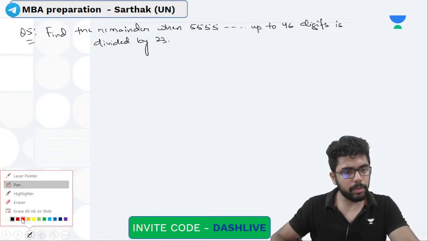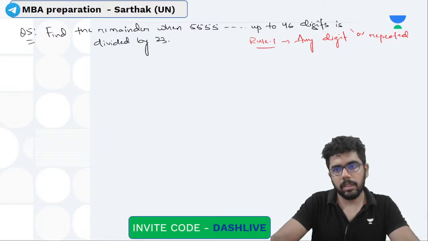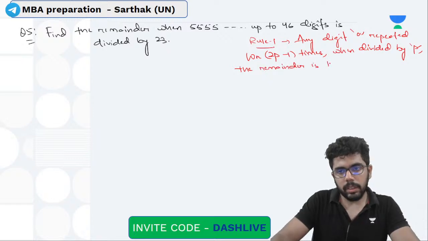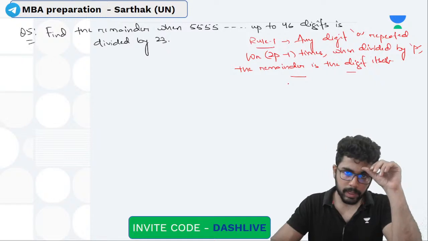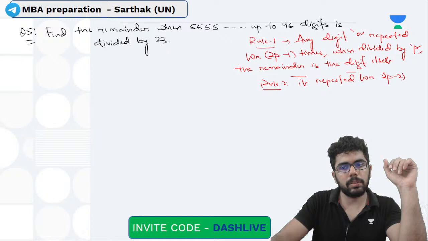इस टाइप के क्वेश्चंस करने के लिए दो सिंपल रूल तुम्हें माइंड में रखना है. रूल नंबर 1: if any digit a is repeated for 2p minus 1 times when divided by p, the remainder is the digit itself. ठीक है. And again rule number 2: if repeated, same case, any digit a if repeated for 2p minus 2 times, then the remainder will be 0.